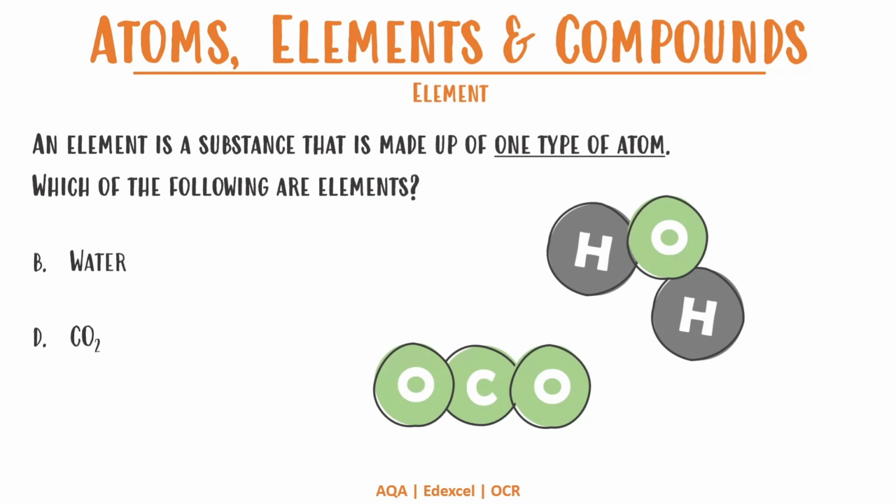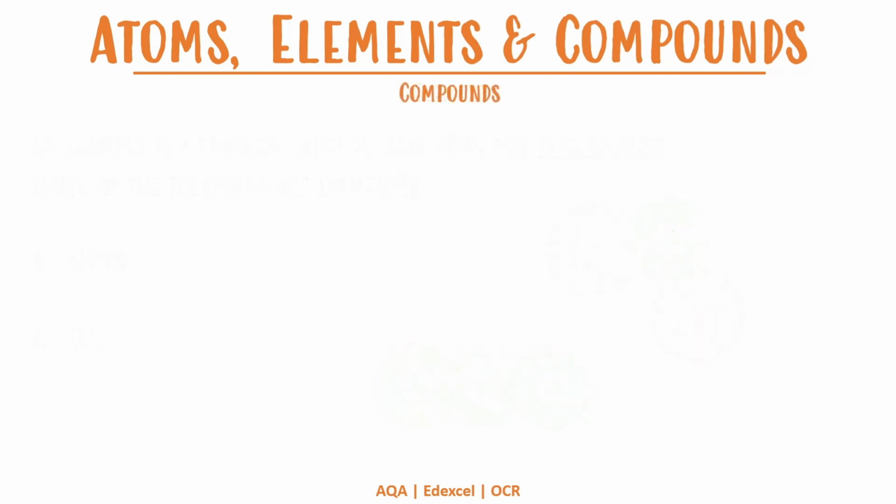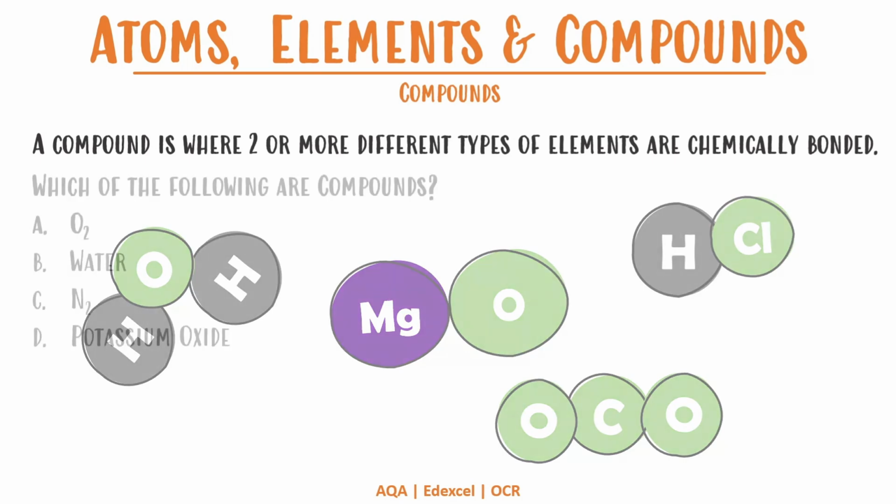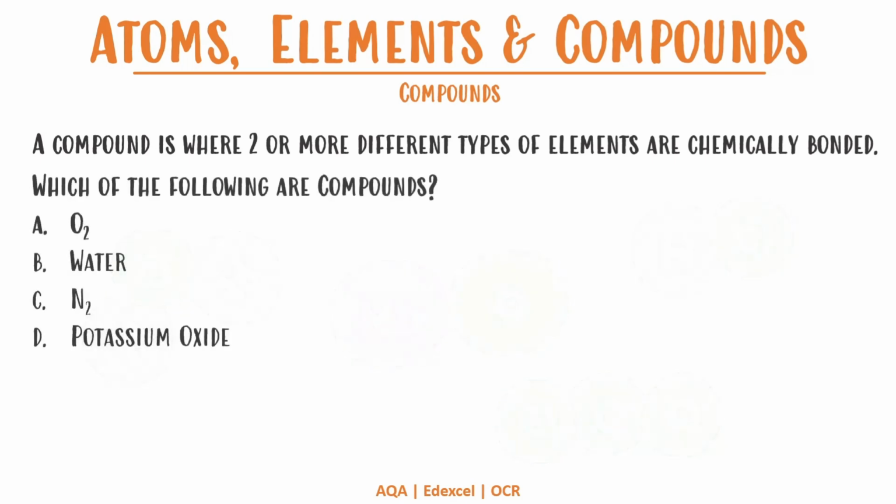Right, let's build on this. So, a compound. A compound is where two or more different types of elements are chemically bonded. And again, we have examples of those on the screen. Water, H2O, there's hydrogens, oxygens. We have magnesium oxide, our ionic compound. Now let's look at applying this on this question here. Take the next minute to decide the answer.